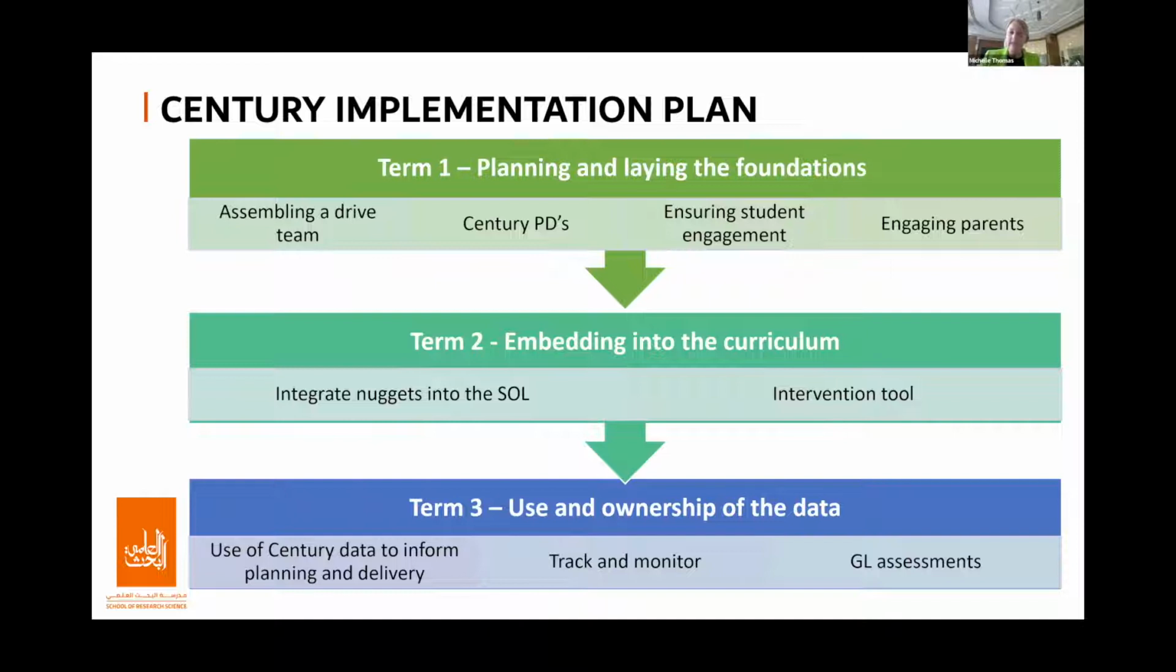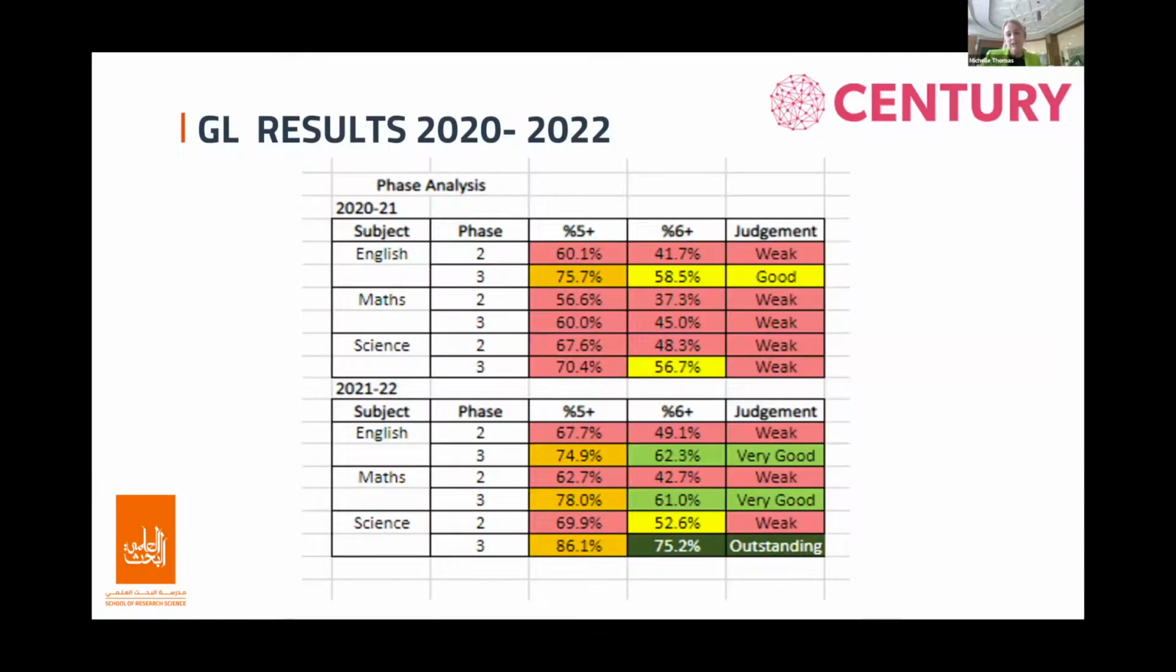And interestingly, when we got the data back and looking over it for the 2 years, I'm going to just show you some of the highlights. And what we put it down to is the implementation of Century, how that works. So for those of you not from the UAE, I'm just going to talk to you a little bit about this. Phase two, so you can see here our GL results from 2020, 2021, so prior to Century, and 2021, 2022, with a year's implementation of Century.